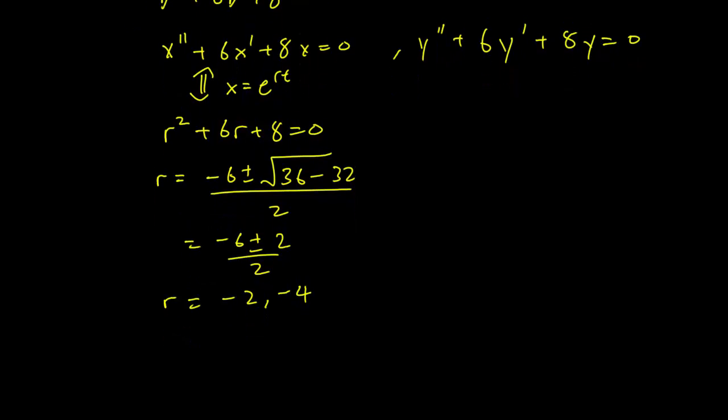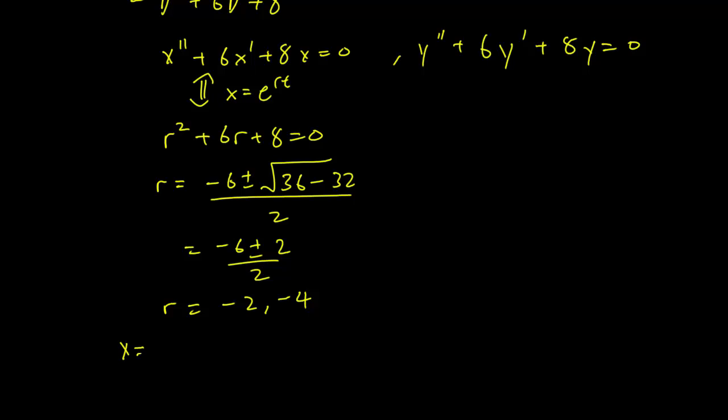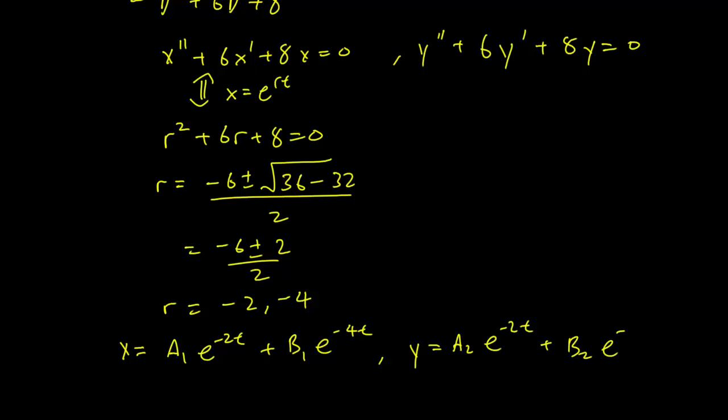And this means that our general solution for x is going to be a1 e^(-2t) + b1 e^(-4t), and y is just going to be the same thing. We don't have to go through the entire calculation again, but we do have to write down the constants a bit differently. So you see here that even though the form of the equations are both the same, the constants aren't necessarily the same. A1 and A2 might be different constants, B1 and B2 might be different constants.